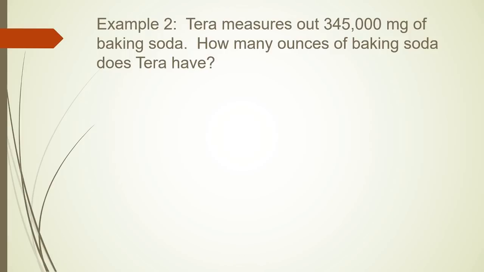Let's try another example here. So we got a problem with Tara. Tara's measuring out 345,000 milligrams of baking soda. And we want to know how many ounces of baking soda Tara has. The useful conversion factors for this one are that 16 ounces is a pound, 1 pound is 454 grams, and a gram is 1,000 milligrams.